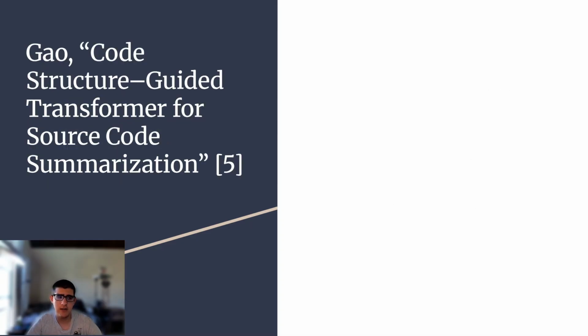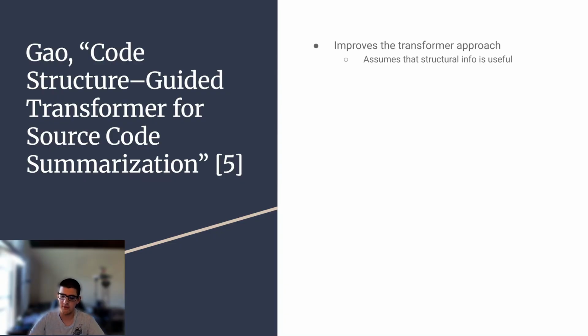The next paper is from Gao, Code Structure Guided Transformer for Source Code Summarization. They use the transformer approach, which is widely accepted, but restructure it in a way that it uses the structural information because research has shown that it's useful.